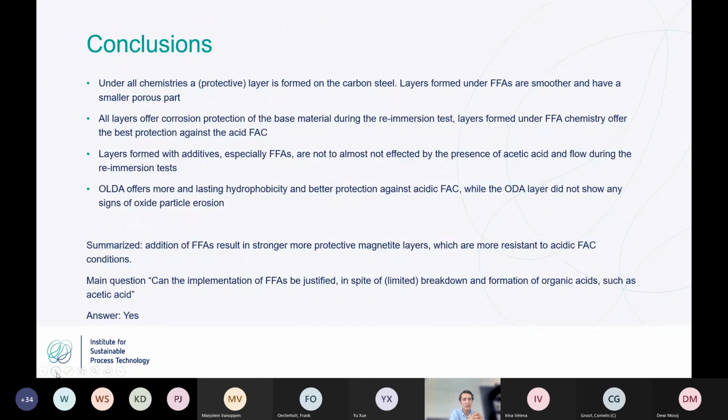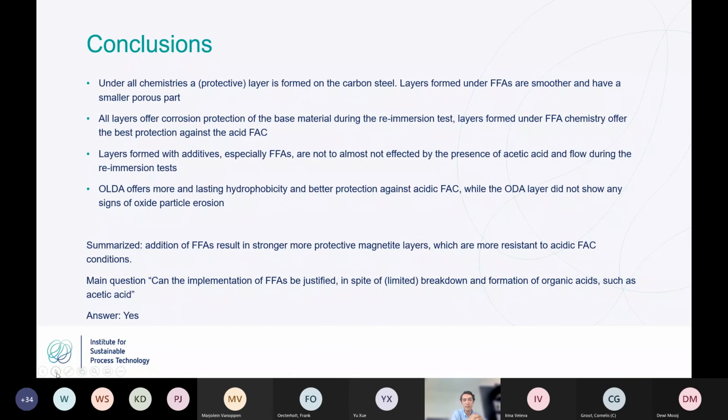So for the conclusions, under all chemistries, a protective layer is formed on the carbon steel. Layers formed with the FFA present are smoother and have a smaller porous part. All layers offer corrosion protection of the base material during the re-immersion tests. So layers formed under FFA chemistry offer the best protection against the acidic FEC, the acidic FEC with acetate being present.